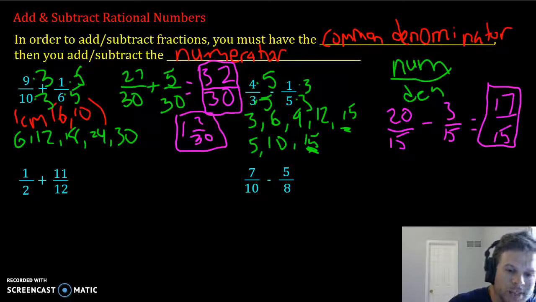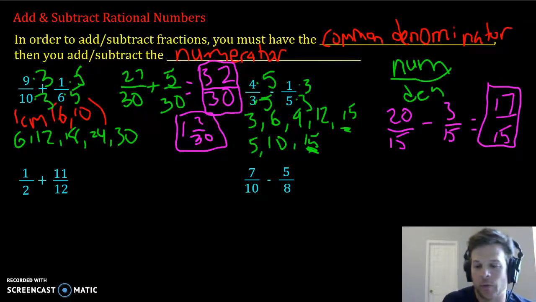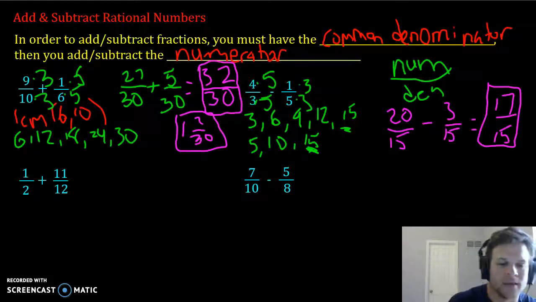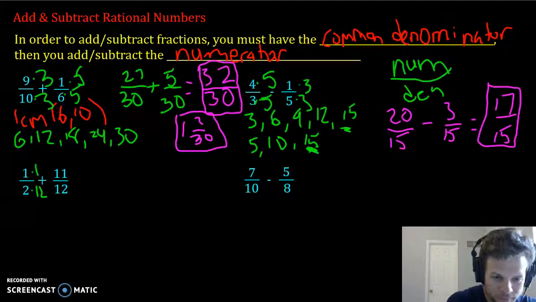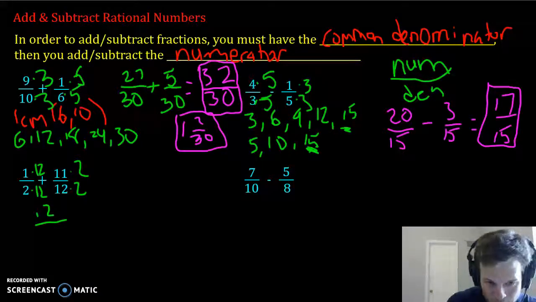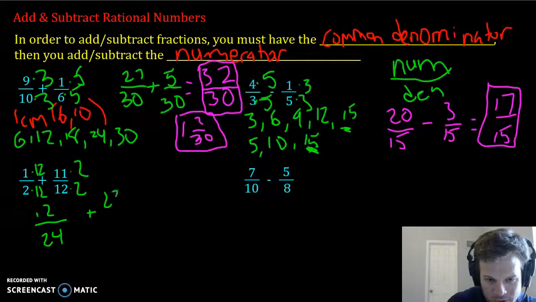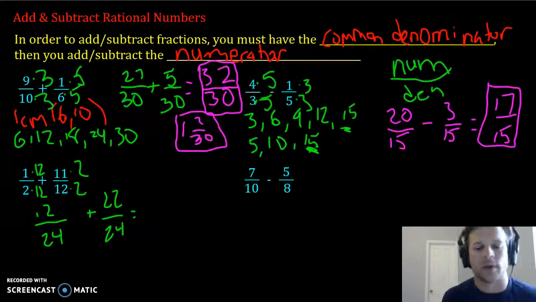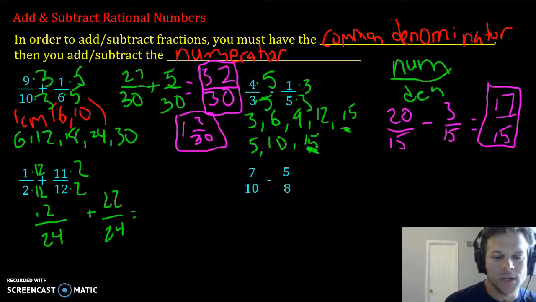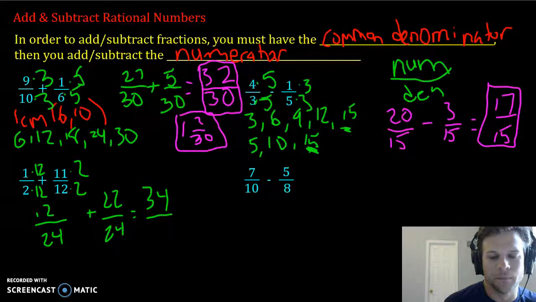1 over 2 plus 11 over 12. So I'm going to show you for this one what it would be like if you just simply multiply the other number, and you're going to end up having to reduce on the end for this specific example. Switch over to green. 12, and whatever you do to the bottom, you do to the top, times 2 times 2. 1 times 12 is 12. 24. 22 over 24. Now 12 plus 22, since we have our common denominator, we can add the numerators, is going to make us 34.